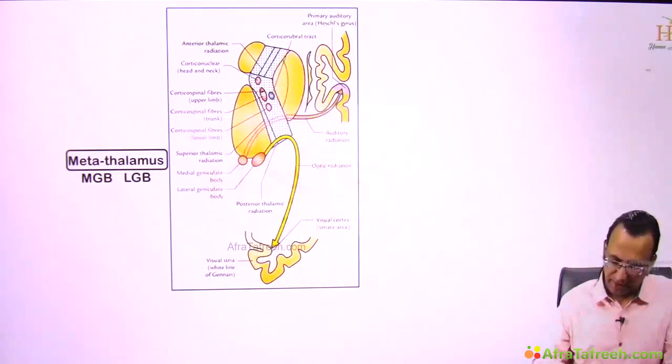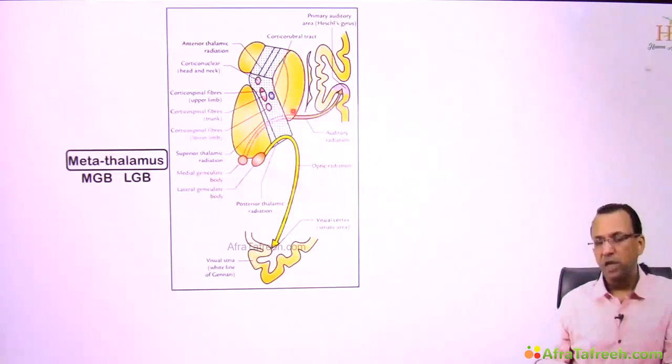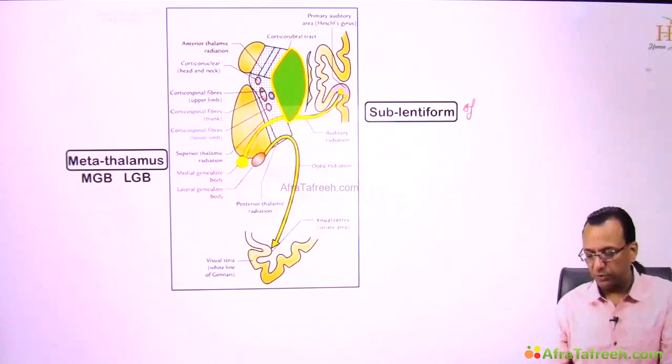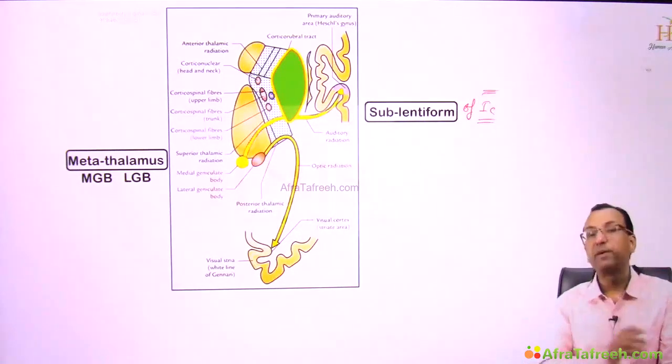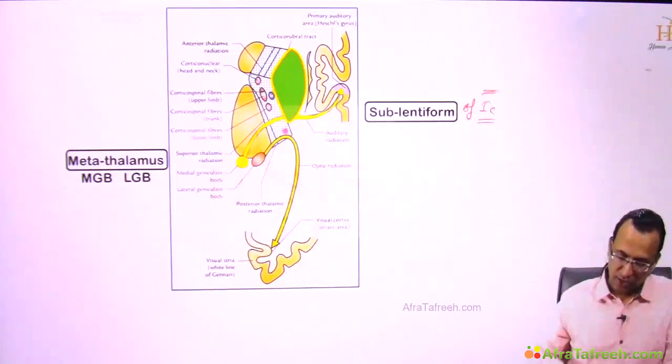Why would you say sublentiform? Because they are passing under the lentiform nucleus. So these fibers are passing under lentiform nucleus. That is why sublentiform fibers. Yes, sublentiform fibers of internal capsule come in the auditory pathway. It is the posterior part of internal capsule. So they are using the posterior part of internal capsule.